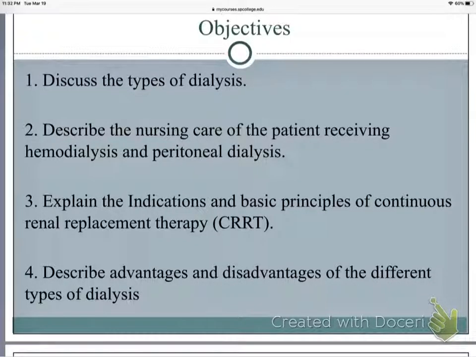We're going to talk about types of dialysis today, describe the nursing management, and we're also going to explain the principles of CRRT, along with hemodialysis and peritoneal dialysis, and we're going to look at the advantages and disadvantages of the different types.